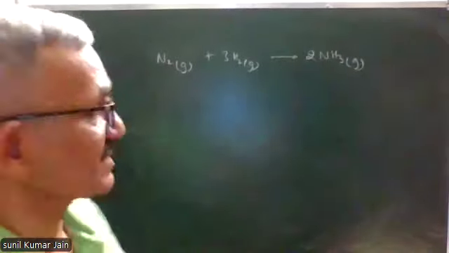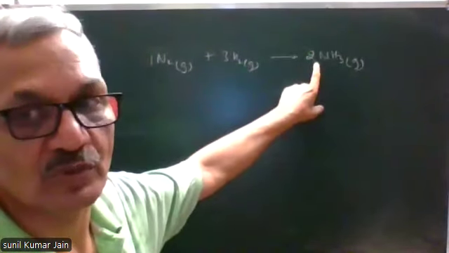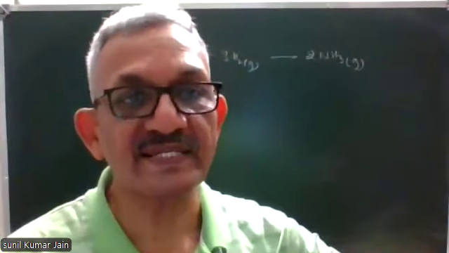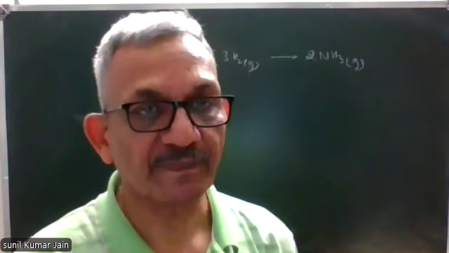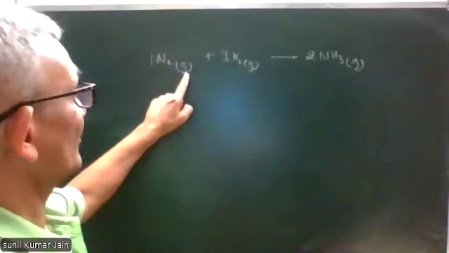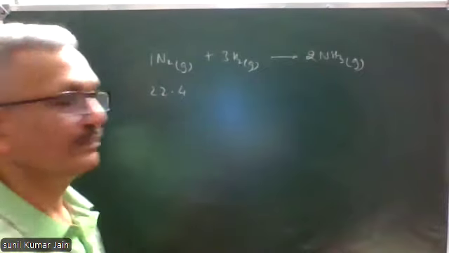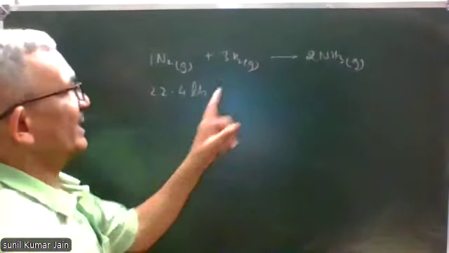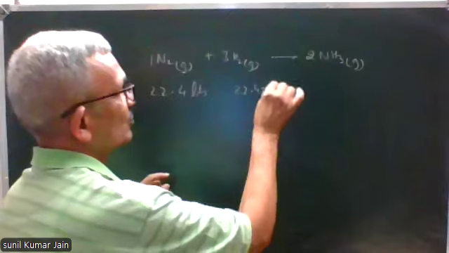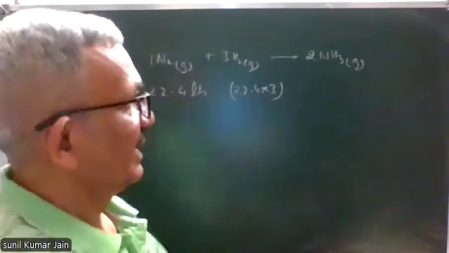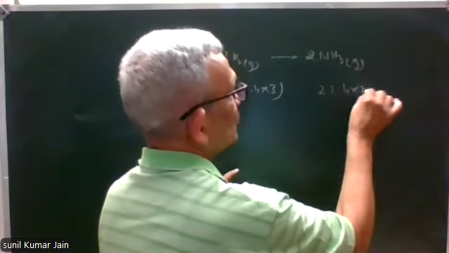I'll go a bit slow so that you can understand. This is 1 mole, this is 3 moles, and this is 2 moles. And all are gases. If you remember, I taught you about molar volume in this chapter. So if I take 1 mole of nitrogen at STP, this will be 22.4 liters of volume. If I take 3 moles of hydrogen, it will be 22.4 into 3 liters of volume. If I consider ammonia, 2 moles of ammonia will be 22.4 into 2 liters of volume.